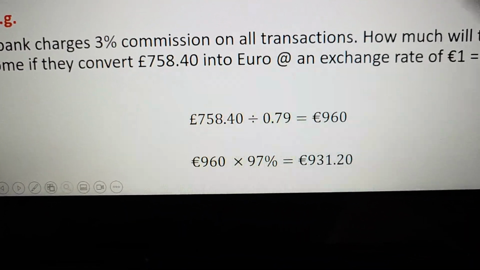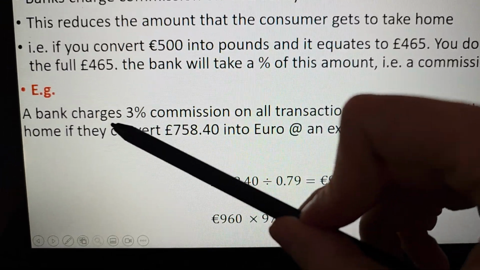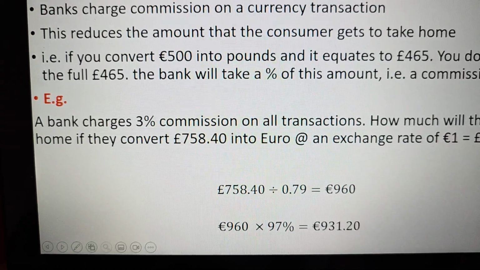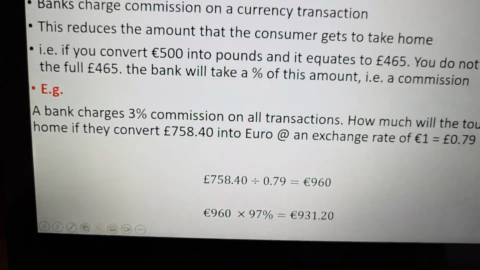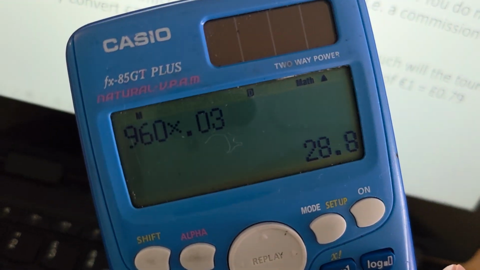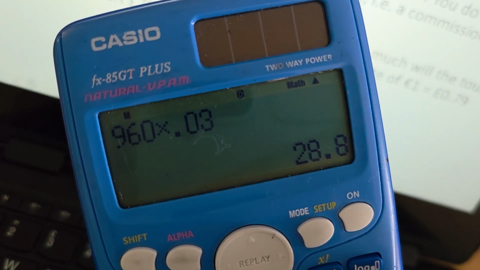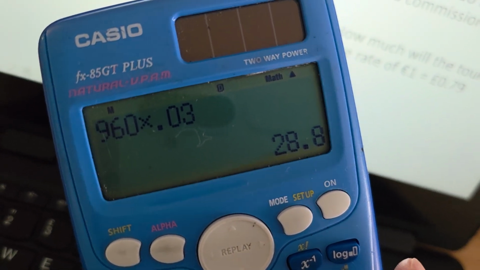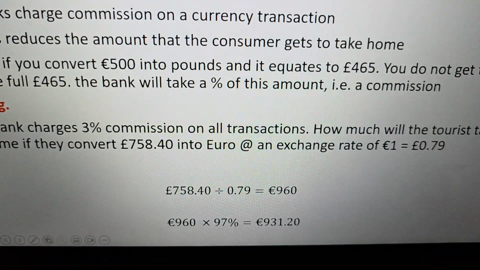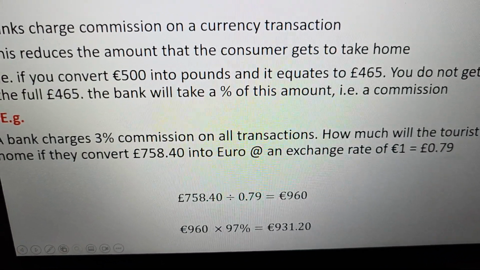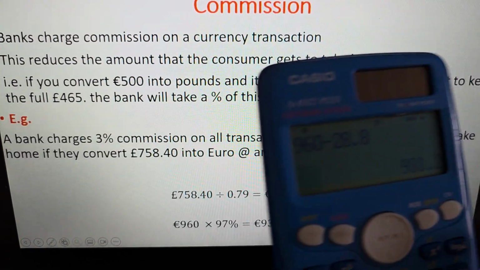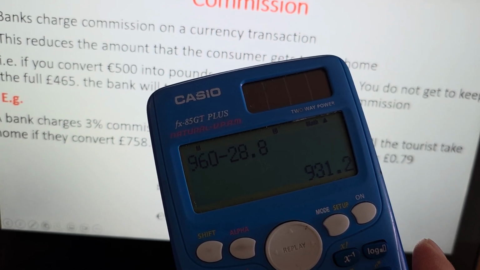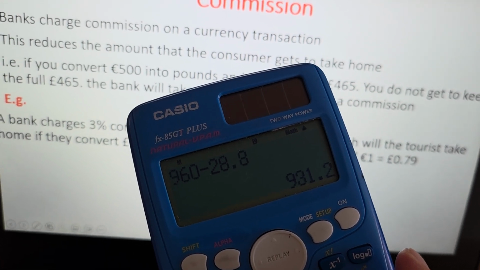If you don't want to do it that way, that's fine. You could get 3% of €960, which will be the commission amount. So 3% of €960 is €28.80. Okay, so that's getting 3% of the conversion amount. So €28.80 will be the commission amount. And then all you have to do is subtract it from the €960, and that will give me back €931.20. That is the actual amount of money I'll get to take home from the bank after the bank have charged the commission. Okay?